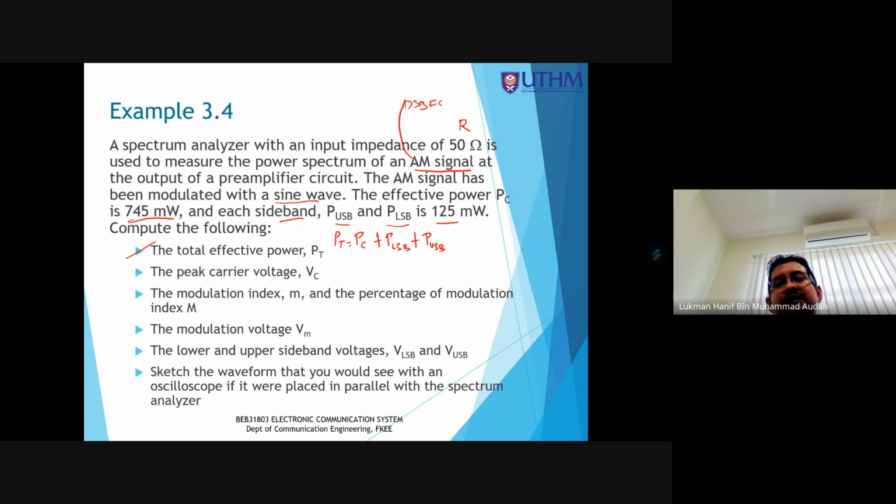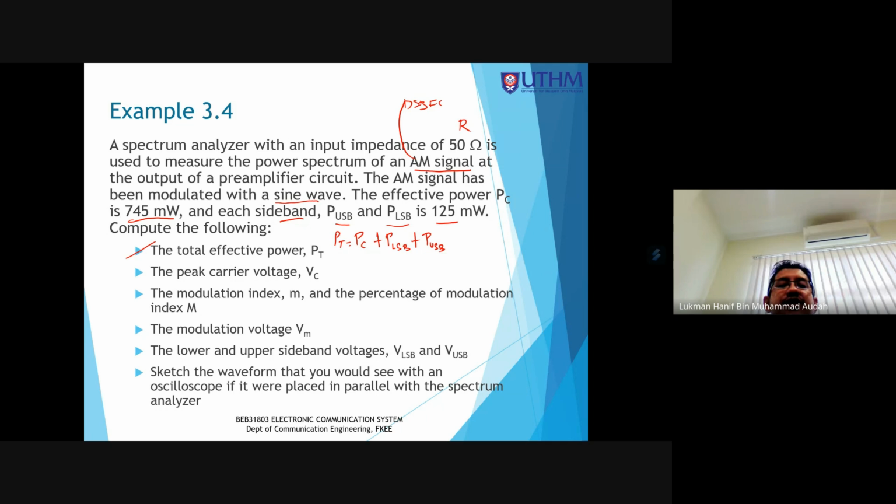Okay, so class, if this is a double sideband full carrier, that means we have three components, right? The carrier, the lower sideband, and the upper sideband. So how do we know that we have three components? You have to determine the equation first. For this question, I don't need to prove the equation first, because the question already gave me the hint: the fact that this is a double sideband full carrier.